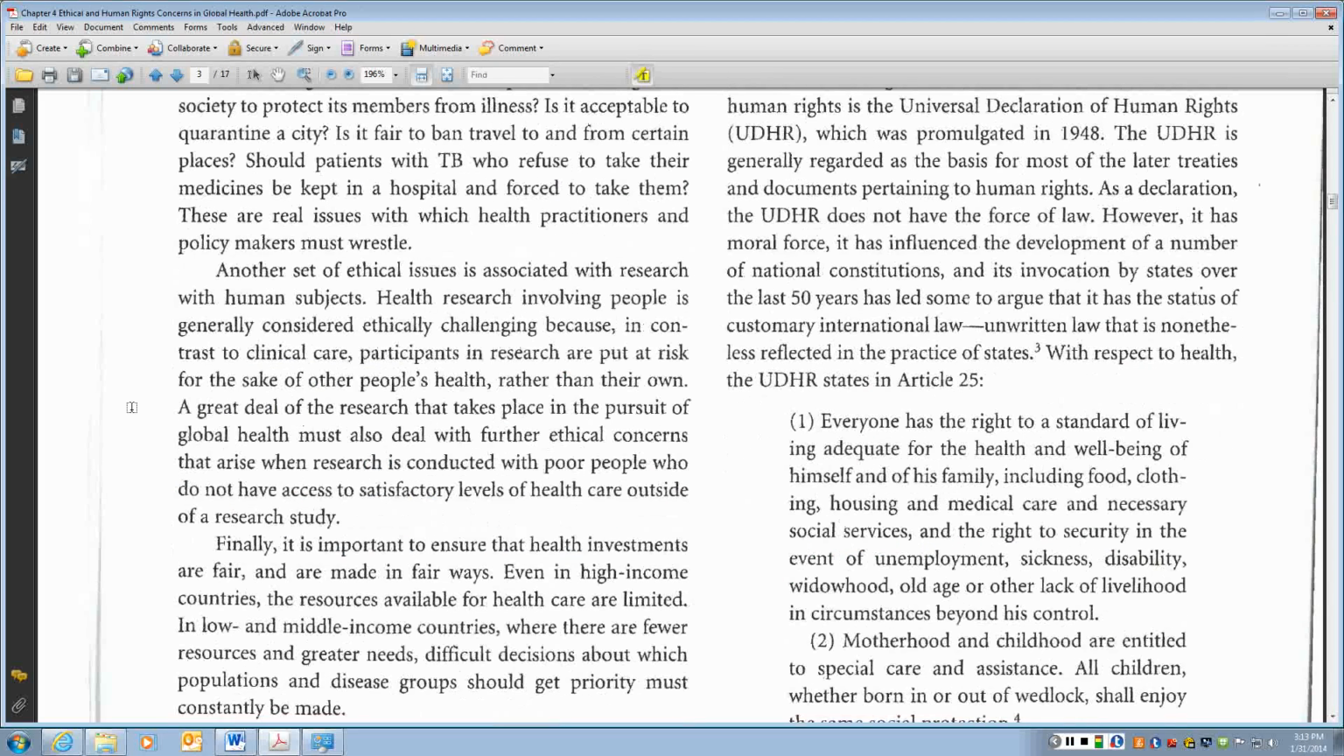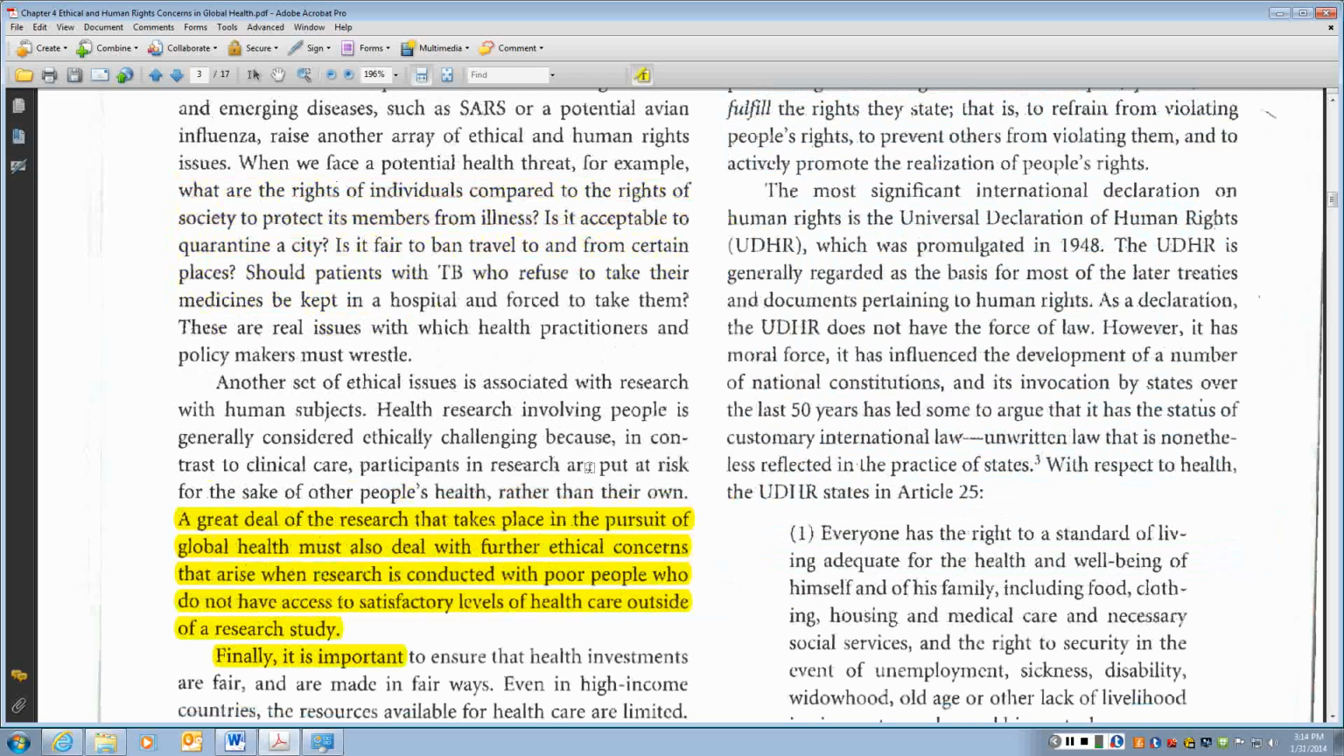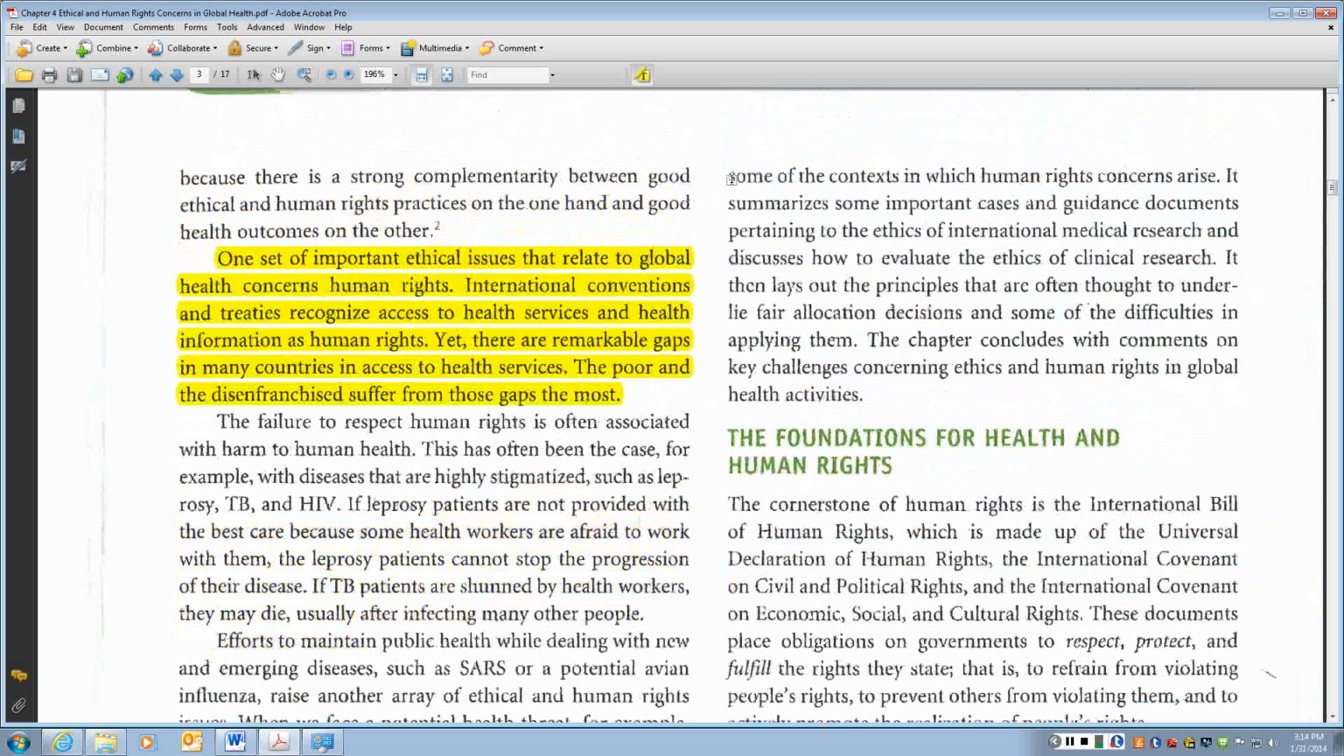We talk about a great deal of research in global health and the ethical concerns that come up with it, and the researching poor people. And when you think of that, think about those people who may not have the best representation or can't make their voices heard. I'm going to highlight the bottom paragraph for you. It talks about what the chapter does and lays that out for you, so I'll go ahead and highlight this paragraph as well.